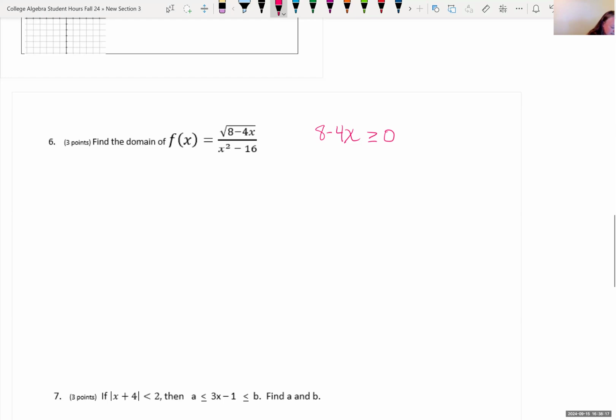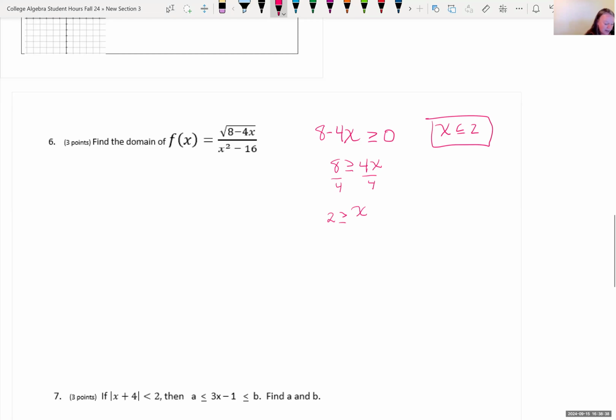Let me add 4x to both sides of that equation. I get 8 is greater than or equal to 4x. Let's divide by 4. That gives me that x has to be, well, it says 2 is greater than or equal to x. I tend to like my x on the left-hand side, so x is less than or equal to 2.